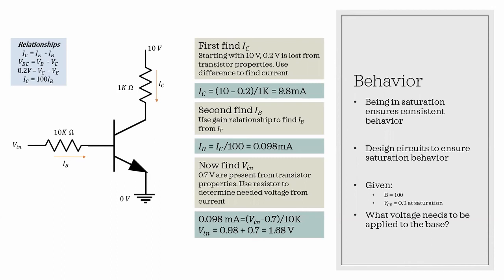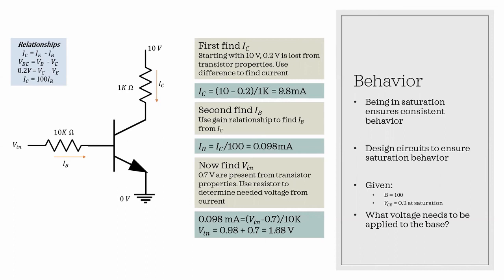And now that we know our collector current, we can use the gain relationship to determine the needed base current. If our gain is 100, we divide the collector current by 100 to find 0.098 milliamps. So now we know how much we need for the base to work properly.